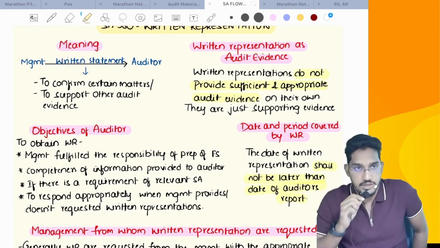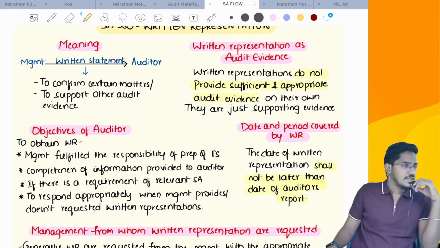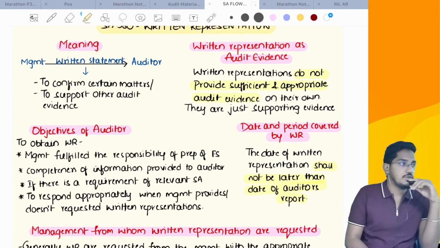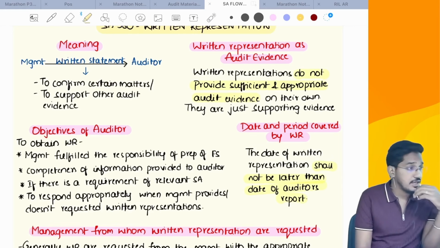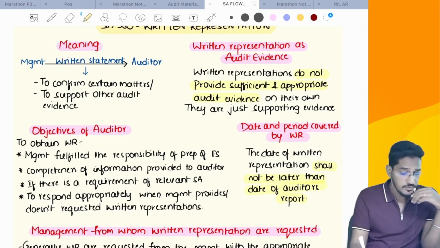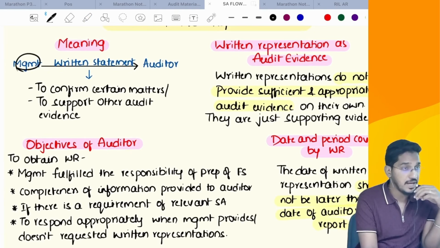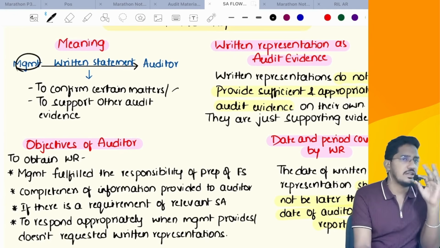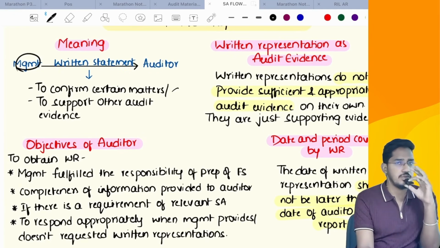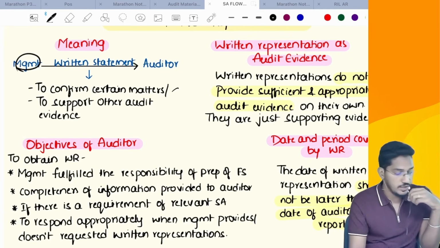So what is written representation? What is the meaning of written representation? It is also basically a confirmation, a written statement obtained by the auditor. In external confirmation, we get a written response from a third party, but in written representation, we get it from the management. So a written representation is a written statement received by the auditor from the management, regarding confirmation of certain matters. You want the management to confirm certain things, so you ask them to confirm them in a written statement.